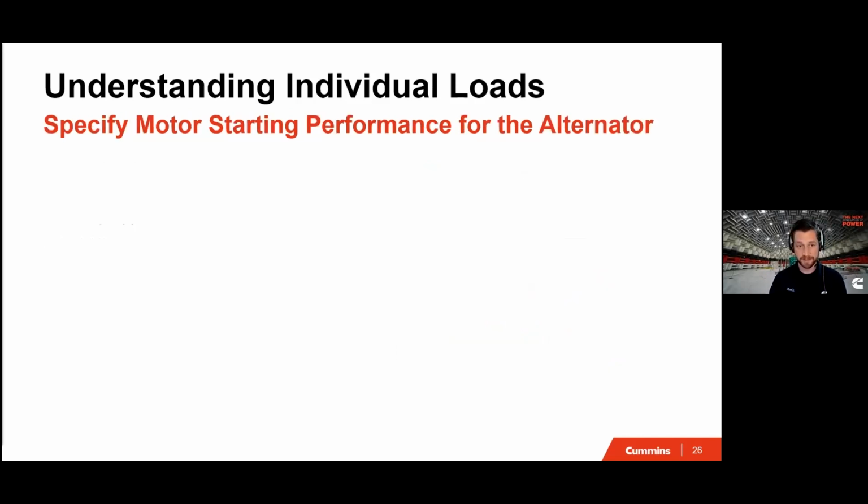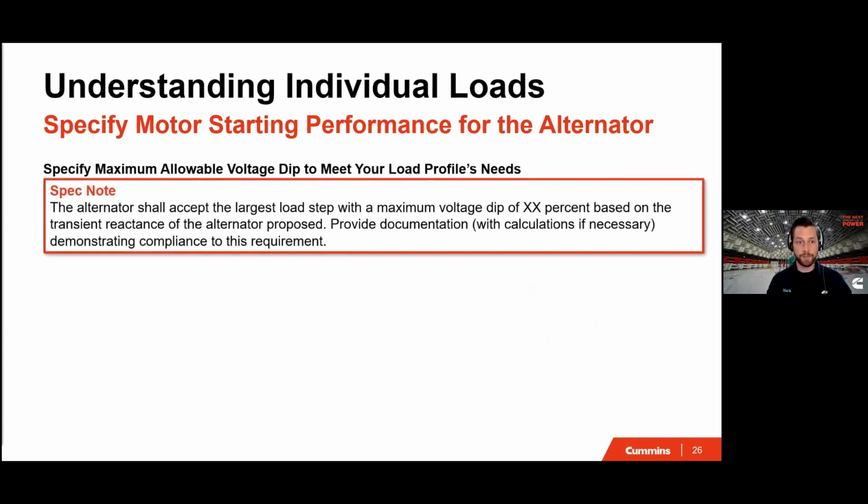So how do we best specify for this phenomenon? I'll offer some good examples for recommended specification language to help drive the right conversations between you and the generator set manufacturer. So first, be realistic with the maximum allowed voltage dip against the particular loads being applied. It may be an interesting point of comparison to specify a minimum voltage dip to the entire generator set nameplate rating, but that is not realistic and not going to happen for almost every application.